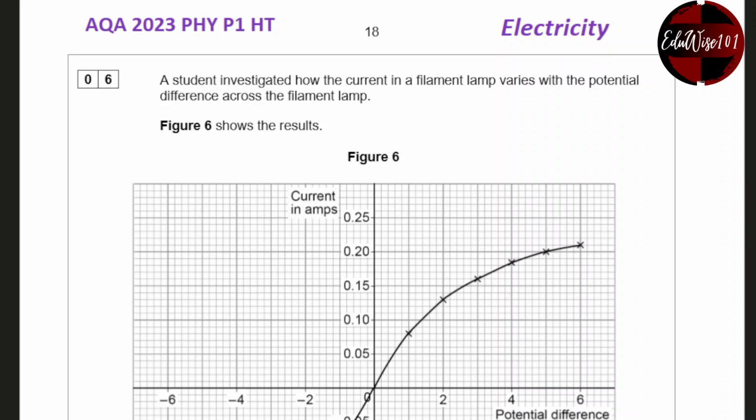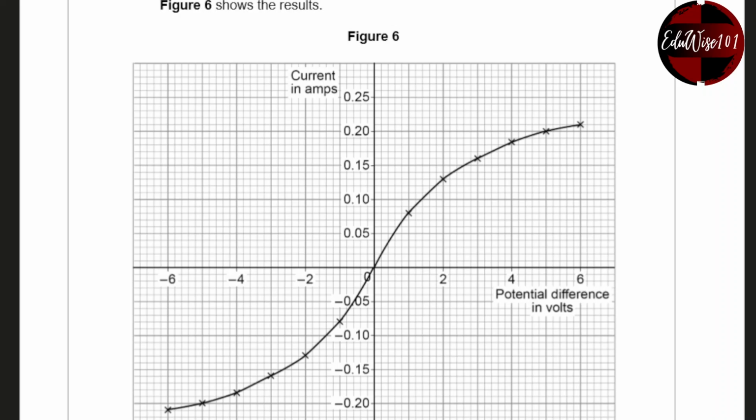In this video, I'm going to go through the AQA Physics Paper 1 Higher Tier, question number 6 from 2023. This question is on the topic of electricity, which is actually the required practical. A student investigated how the current in a filament lamp varies with the potential difference across the filament lamp. Now you should recognize the shape of this graph. Figure 6 shows the results.